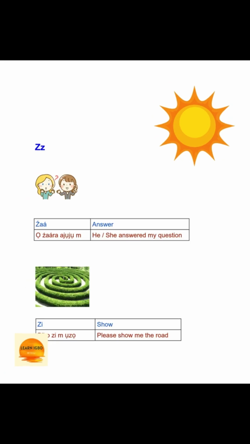All right, so we've come to the end of the Igbo alphabet. The last letter of the Igbo alphabet is the letter Z. Used in word example number 1. Za, za. This means to answer.